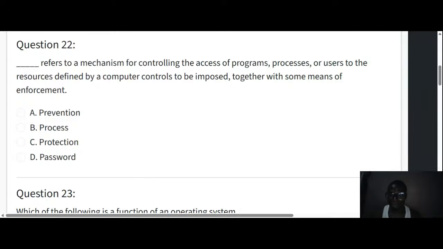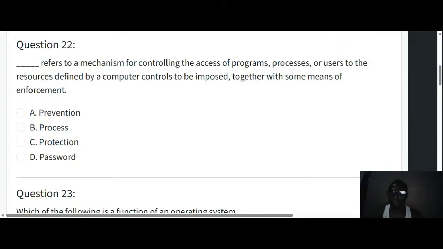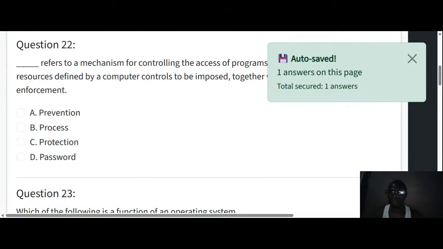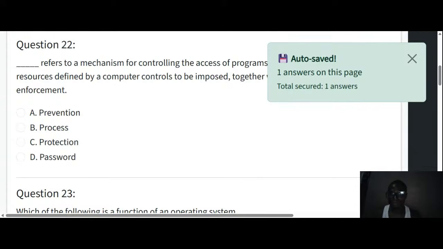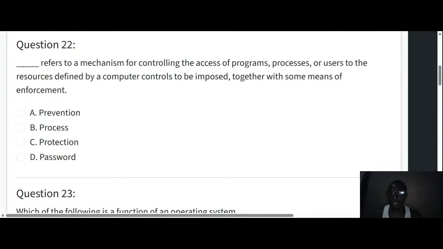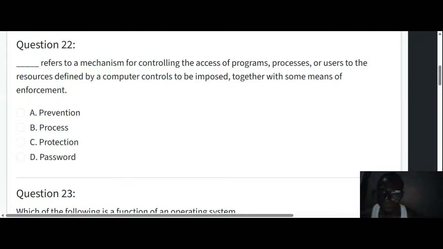I'm not getting your answer. The only one that is online now says the answer is the password. How many of you are going with him? We have C, protection. Yes, let's keep them coming.